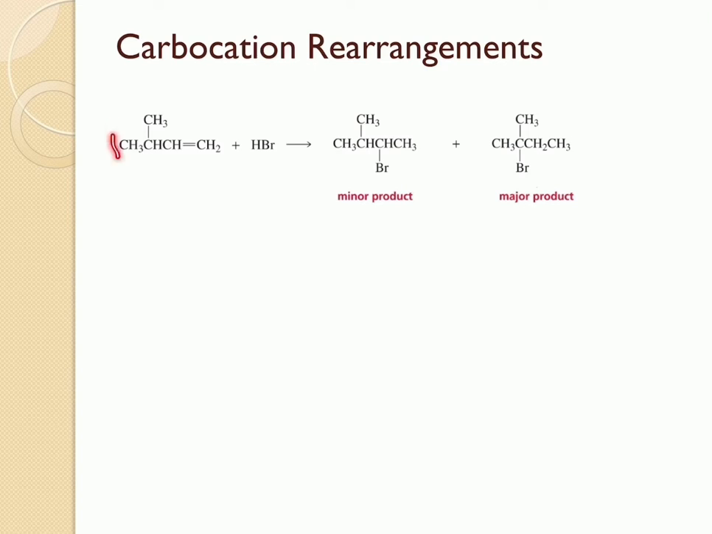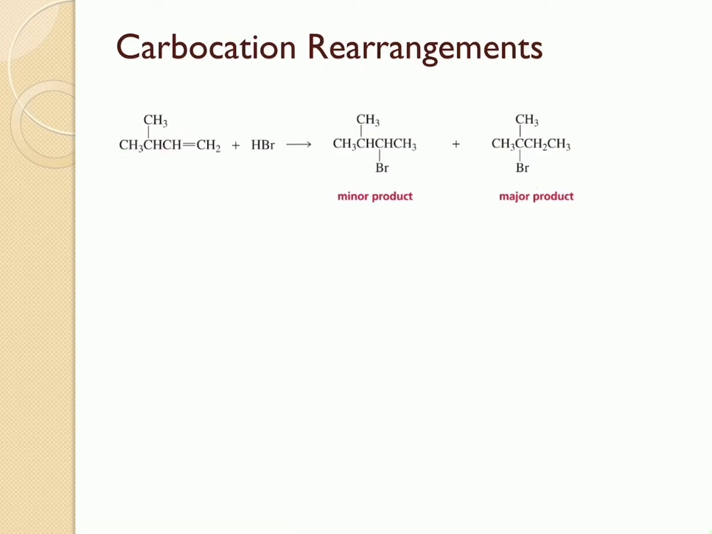Let's say that this is your alkene. Now what's going to happen if we use Markovnikov's rule? Between these two carbons, which one is going to get the hydrogen? This is the carbon which has the most number of hydrogens, and therefore the hydrogen is going to get attached to this carbon, and the Br is going to go on to this carbon, right?